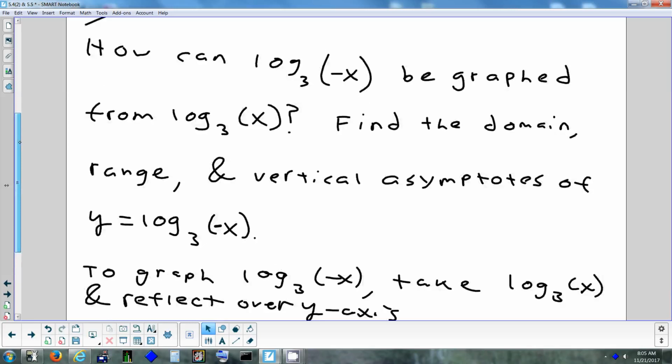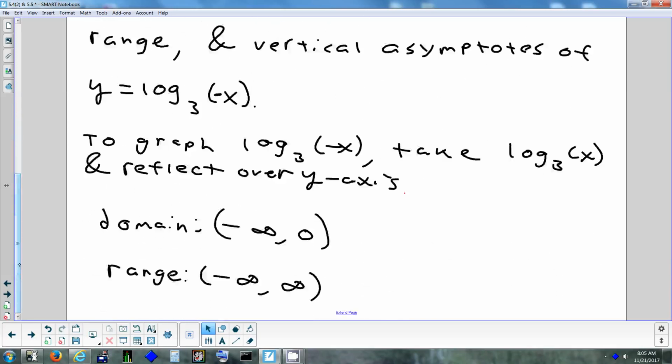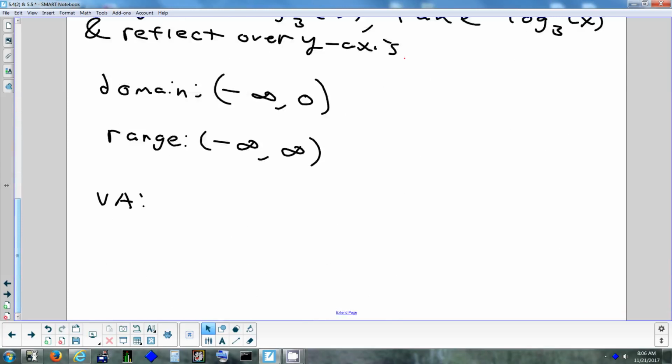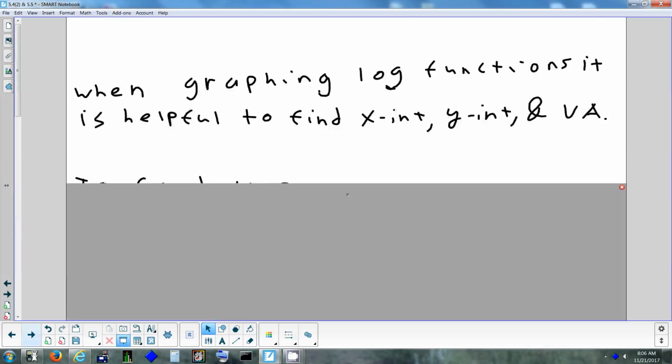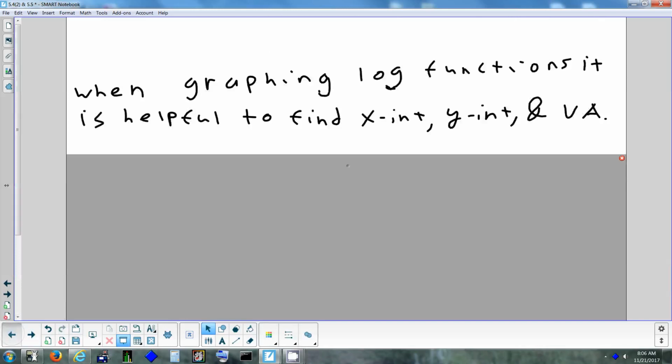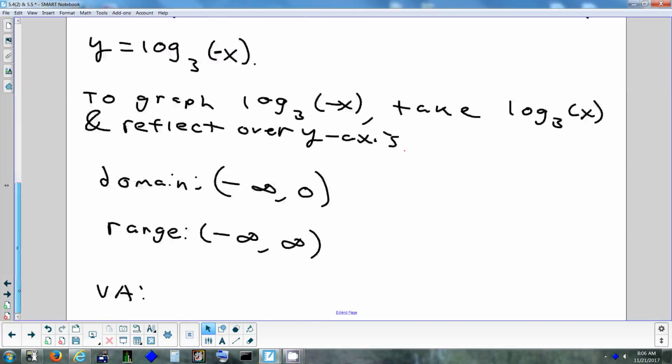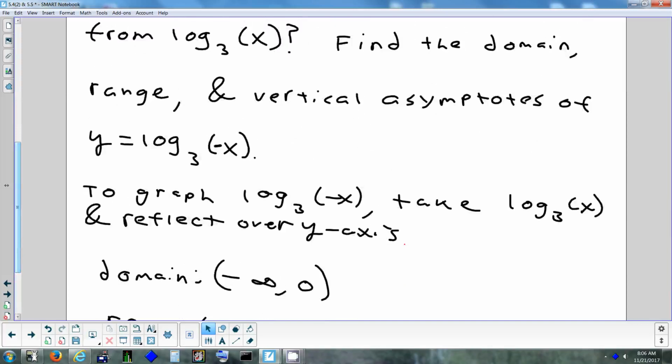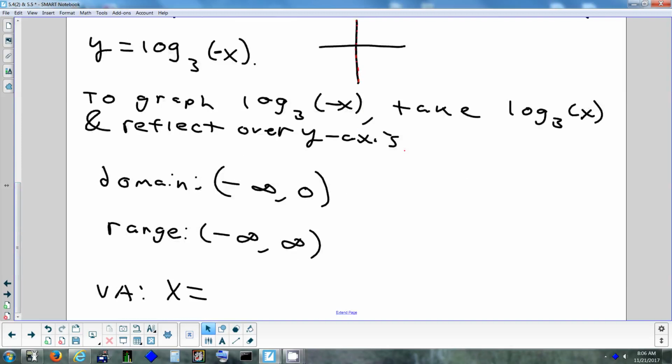And I think, find the domain, range, oh, and the vertical asymptotes. I'm going to put up a reminder in a minute if you don't remember how to find the vertical asymptotes. But all you have to do is set the argument equal to 0. Which, in this case, since you didn't shift left or right, the vertical asymptote doesn't move. Right? Vertical asymptote was on the y-axis. So if you mirror image it over the y-axis, it's still there. It didn't move. All right? So vertical asymptote, x equals 0.